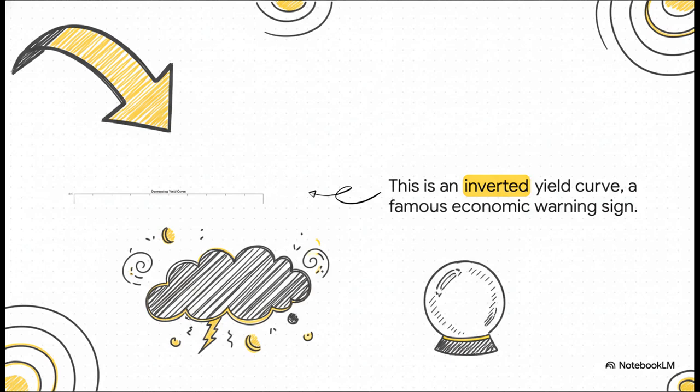And this is the shape that gets everyone talking. It's called an inverted yield curve. See how it's sloping down? Yeah. When the line looks like that, it's widely seen as a flashing red light that a recession could be just around the corner. But why? What's actually going on here?